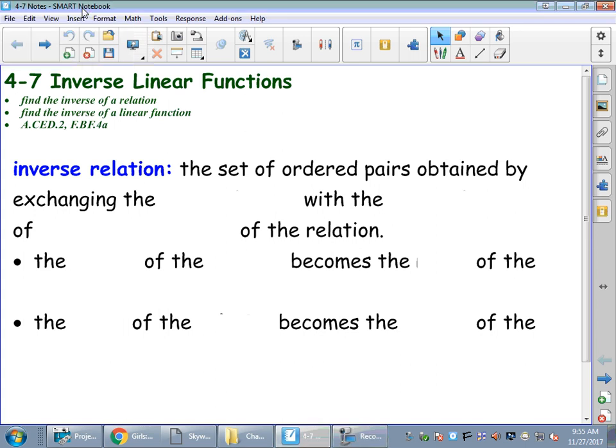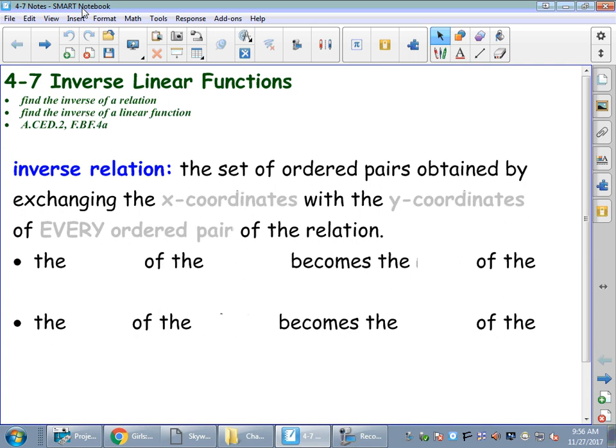These are your 4-7 notes on inverse linear functions. We are going to look at what an inverse is, and then we're going to look at different forms of inverses: as ordered pairs, as a graph, and then as an equation. So we'll be able to find the inverse of a relation or a function in all those different forms.